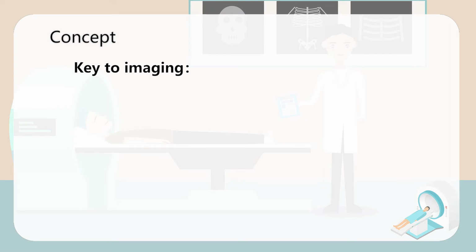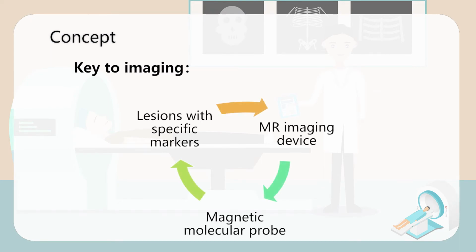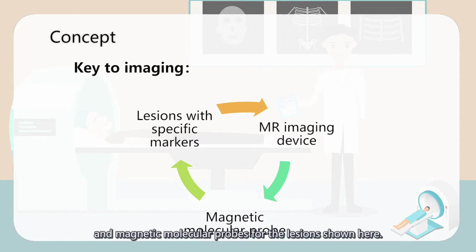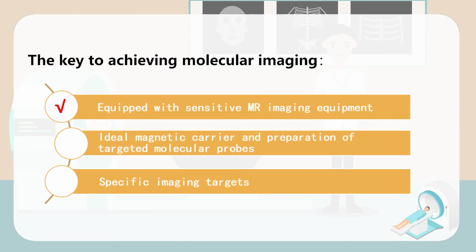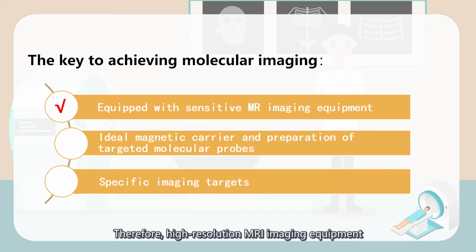So, we are talking about the methods of implementation. There are three requirements for MRI molecular imaging, including a specific marker, MRI equipment, and magnetic molecular probes for the lesion. This brings up one of the keys to molecular imaging, which is to have sensitive MRI imaging equipment. In the detection of trace substances, MRI is only at the level of micromole. Therefore, high-resolution MRI imaging equipment is one of the keys to driving the molecular imaging process.